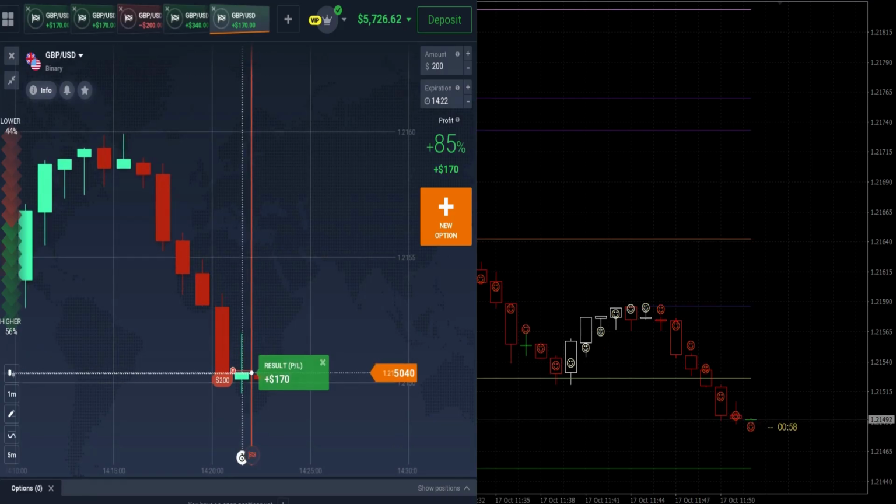Here we have luckily won this trade because our trade position is safe. So let's wait for the next perfect signals.